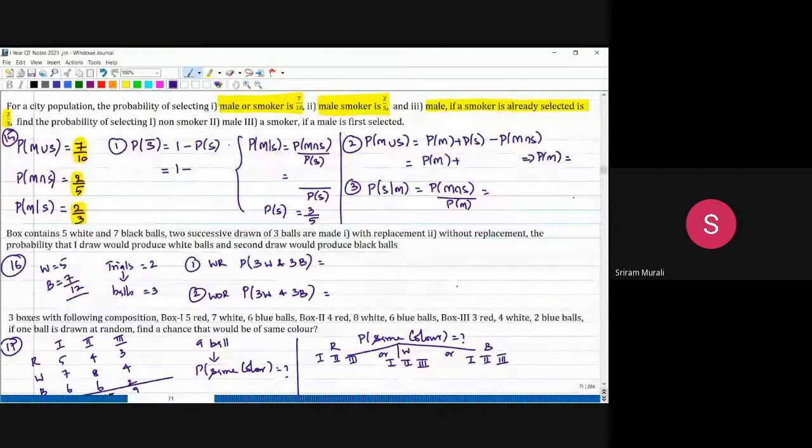You know what M given S is: probability of M intersection S divided by P of S. What is M intersection S? It is 2 by 5. So 2 by 3 equals 2 by 5 divided by P of S. The 2 gets cancelled, and cross multiplying, you get P of S as 3 by 5. If I substitute this 3 by 5 here, you will get 2 by 5. Have you understood the first problem?